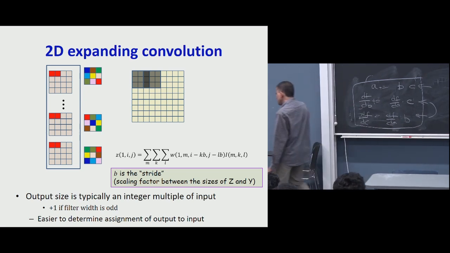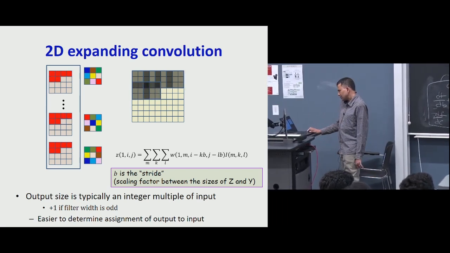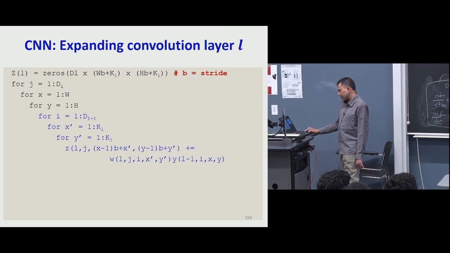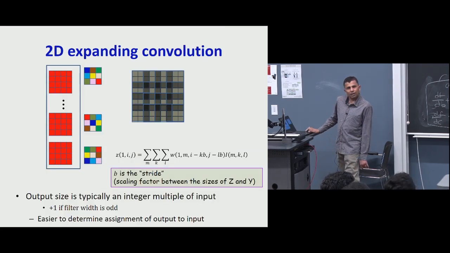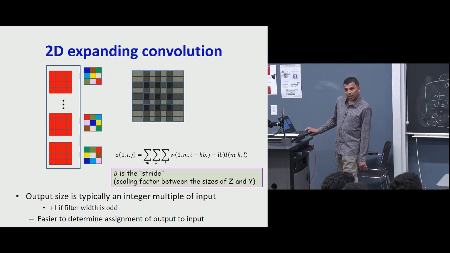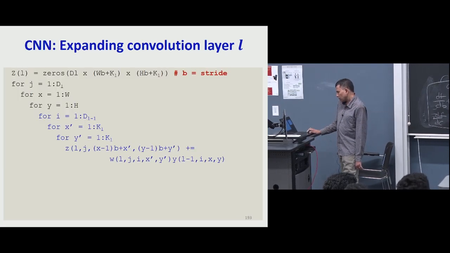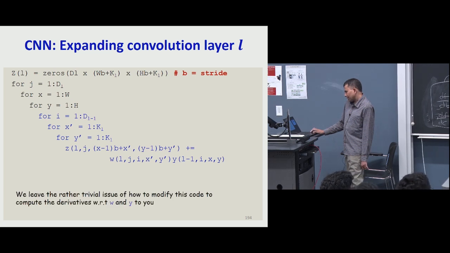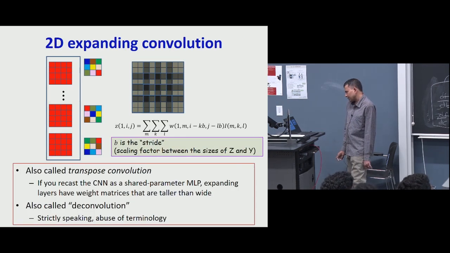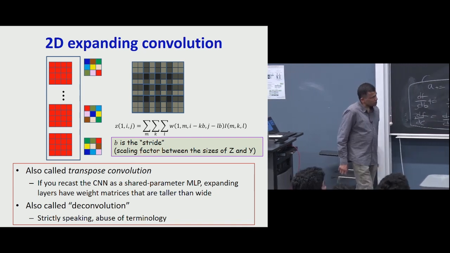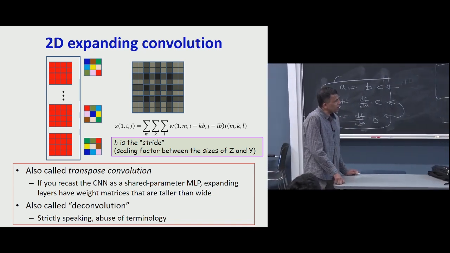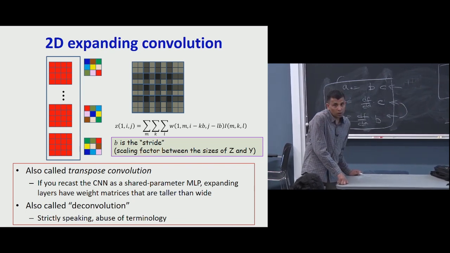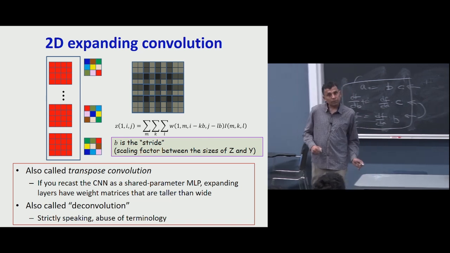And so if I go forward in this manner, like so, I'm actually going to create an output map which is bigger than the input, and this is just like expanding the size of your MLP. Okay. So here is the expanding convolution layer, and the pseudocode is there for your reference. I'll just leave it there. Okay. Also called transposed convolution, because if you recast the CNN as a shared parameter MLP, expanding layers have weight matrices that are taller than they're wide, and so it's like a transpose of a regular weight matrix.